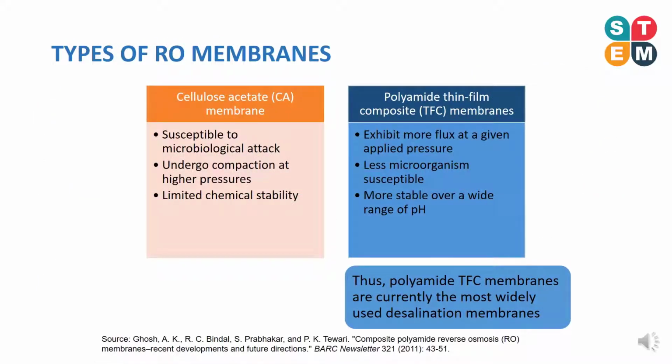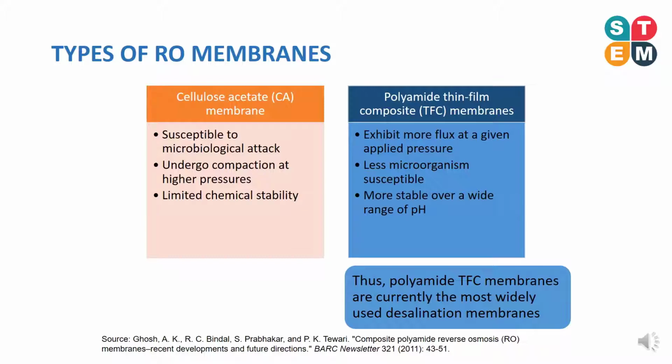Now moving on to the next slide, different types of reverse osmosis membrane. There are basically two different types of reverse osmosis membrane, the cellulose acetate one and the thin film composite, the polyamide based membrane. The cellulose acetate based membranes have certain drawbacks: they are susceptible to microbial attack, they have limited chemical stability, and they can undergo compaction at higher pressures, whereas the polyamide based thin film composite membranes have several advantages as compared to the cellulose acetate membrane.